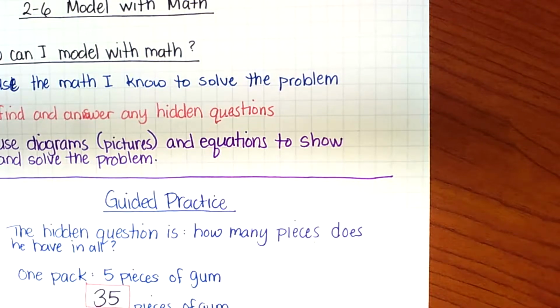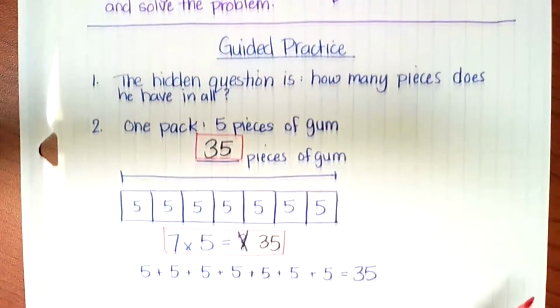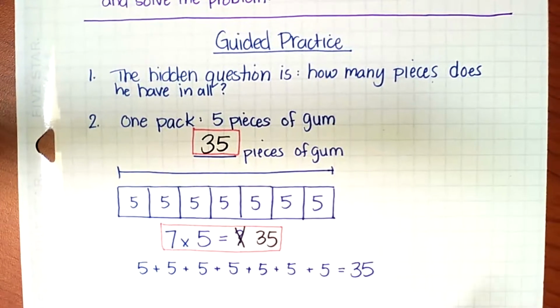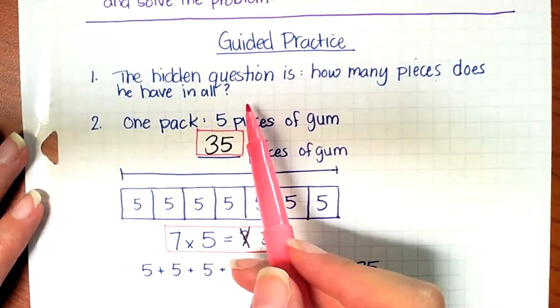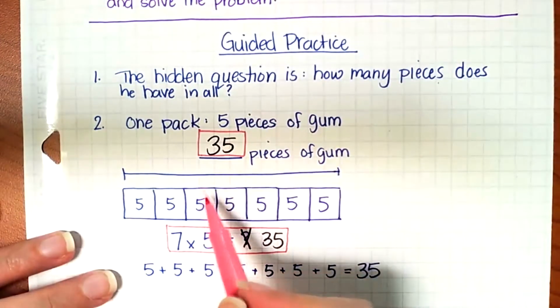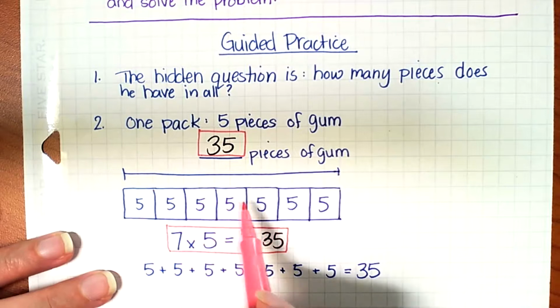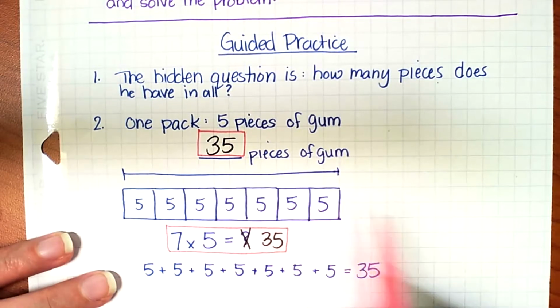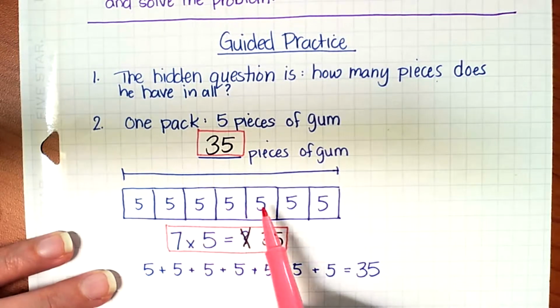Now my next question is asking, solve the problem, complete the bar diagram, show the equations that you used. So I need to figure out how many pieces of gum he has. So I know he has 7 packs of gum, so 1, 2, 3, 4, 5, 6, 7, and I know there's 5 in each pack, so I put a 5 in each one.